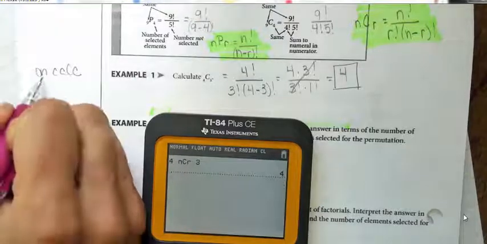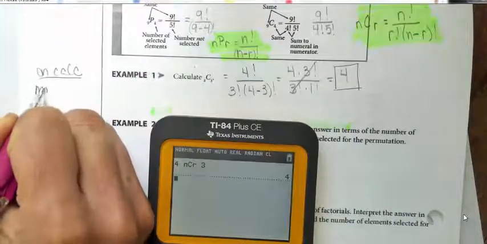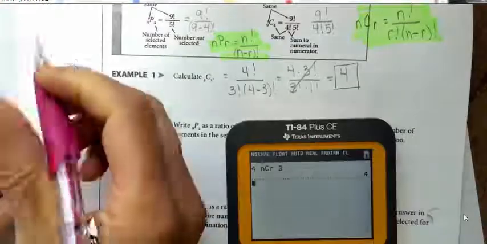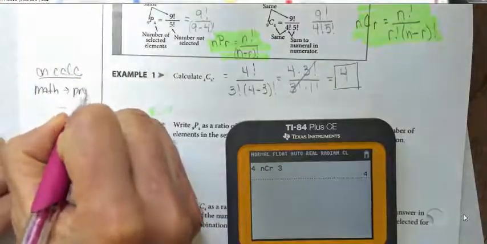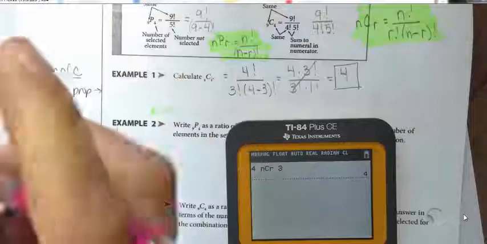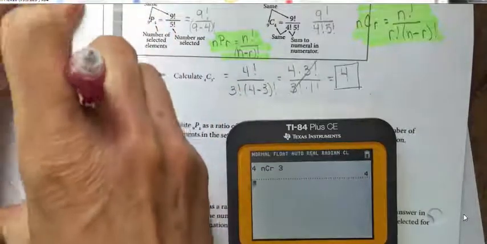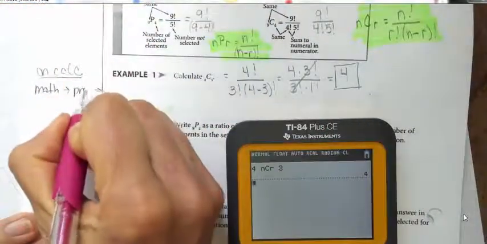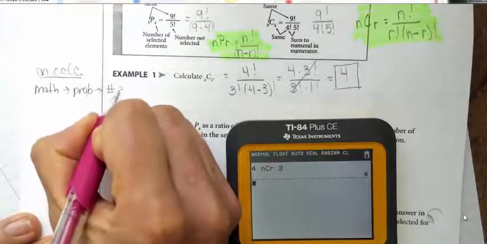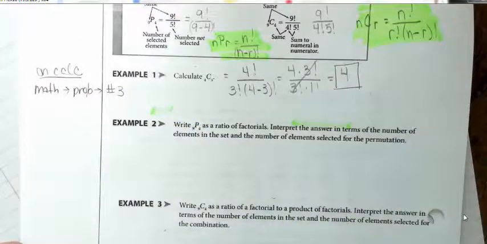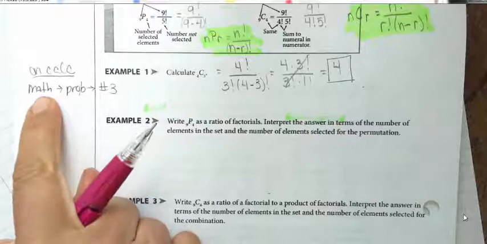Okay, so on your calculator, this is under math. Then you go to probability. And then you go to number 3. Okay, a lot of really good things are located under math.